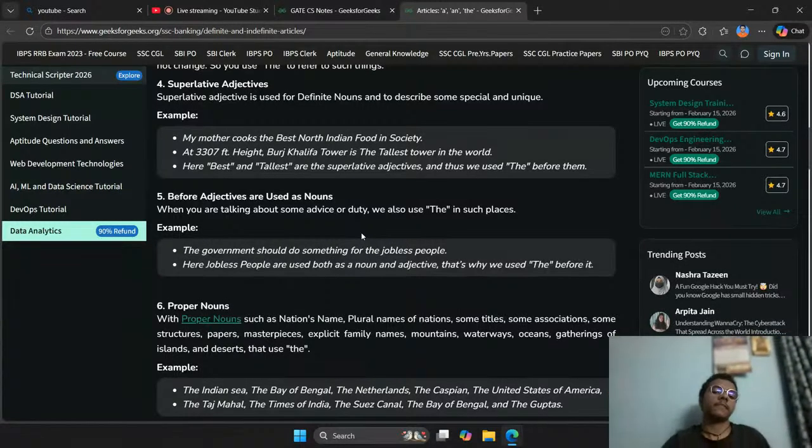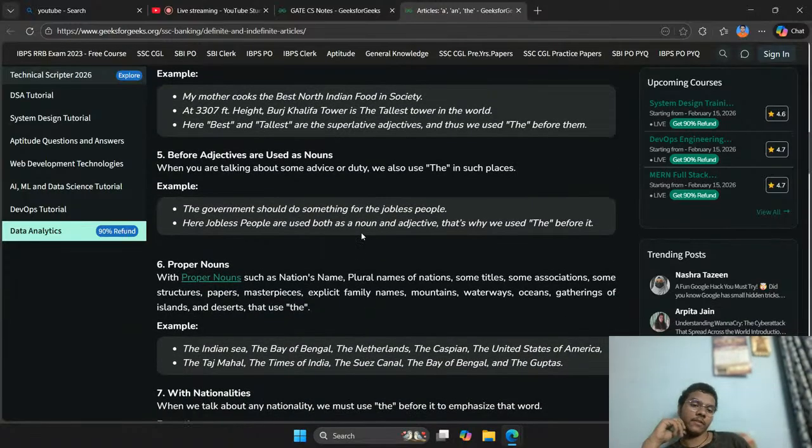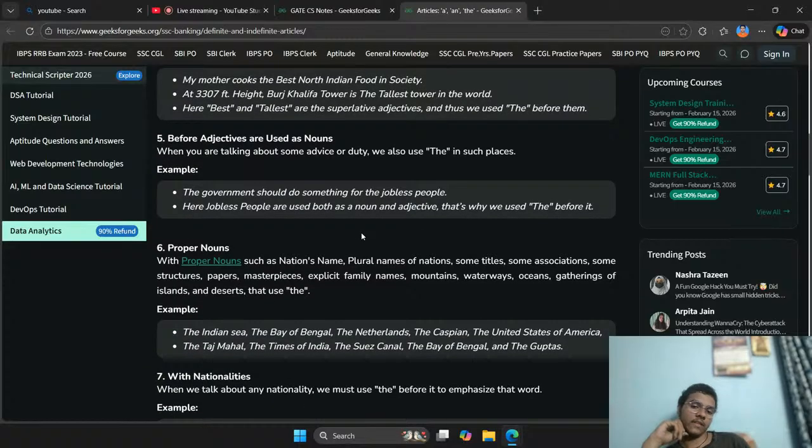Before adjectives are used as nouns when you are talking about some advice or duty, we use "the" in such places. The government should do something for the jobless people. Here, "jobless people" is used both as noun and adjective. That's why we used "the" before it. Okay, because "jobless", you can exclude "people" in this sentence and still get a grammatically correct sentence.